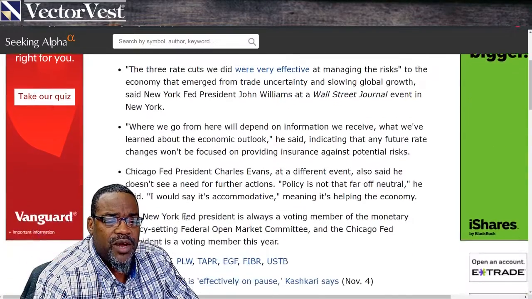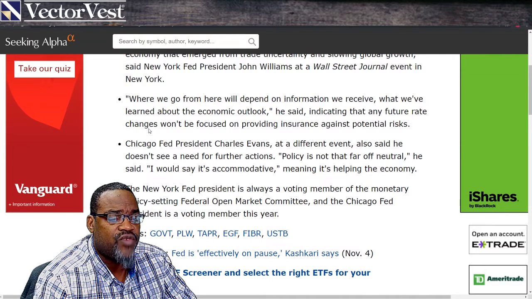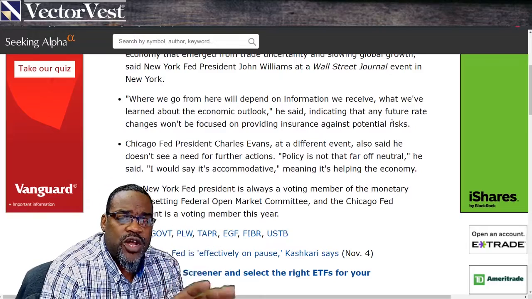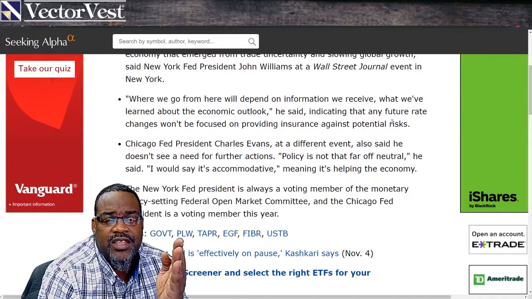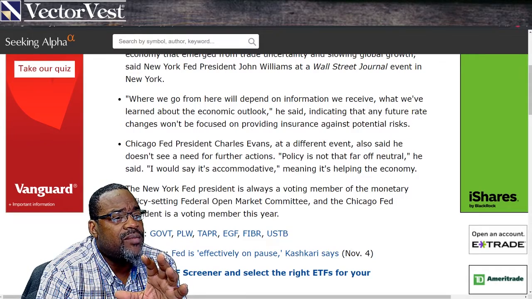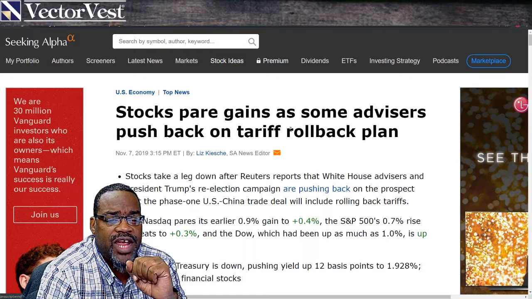Where do we go from here? Well, actually, where we go from here will depend on the information we receive. What we've learned about the economic outlook, he said, indicating that any future rate changes won't be focused on providing insurance against potential risks. All right, so that is one story dealing with one side of the news, which is on the interest rate cuts. And then I'm going to go to another side of the news, which is dealing with the tariffs.